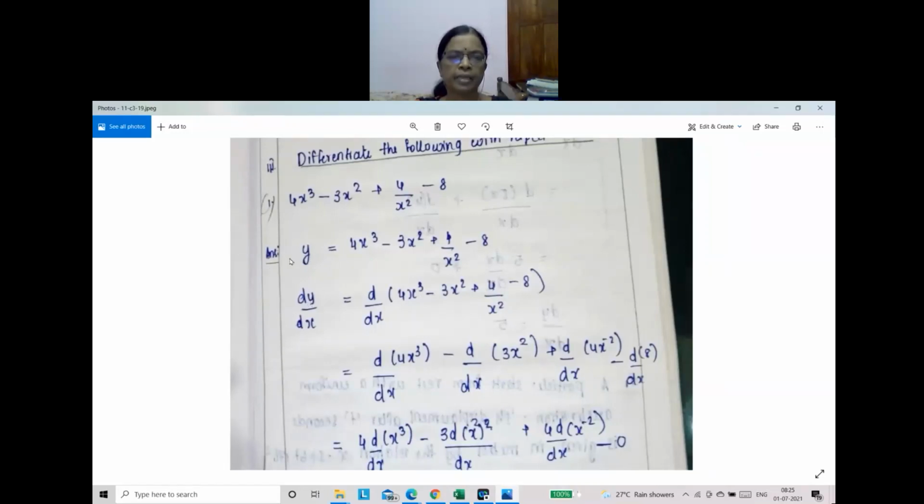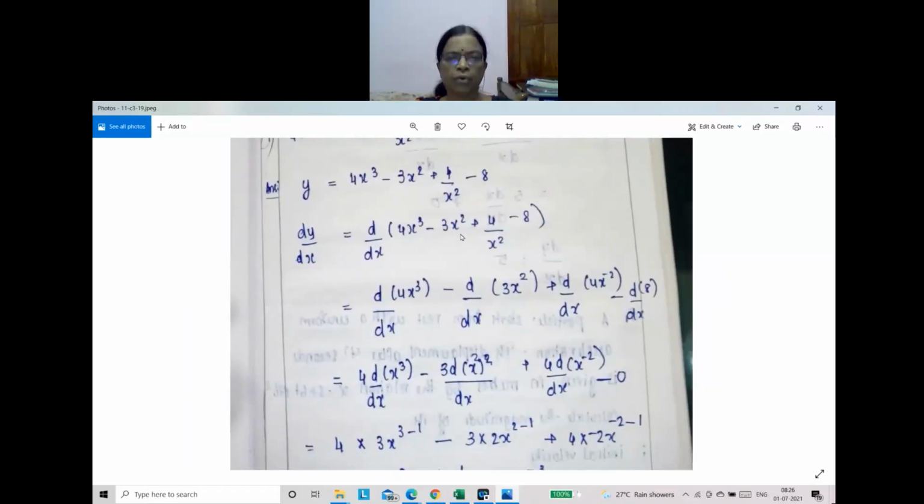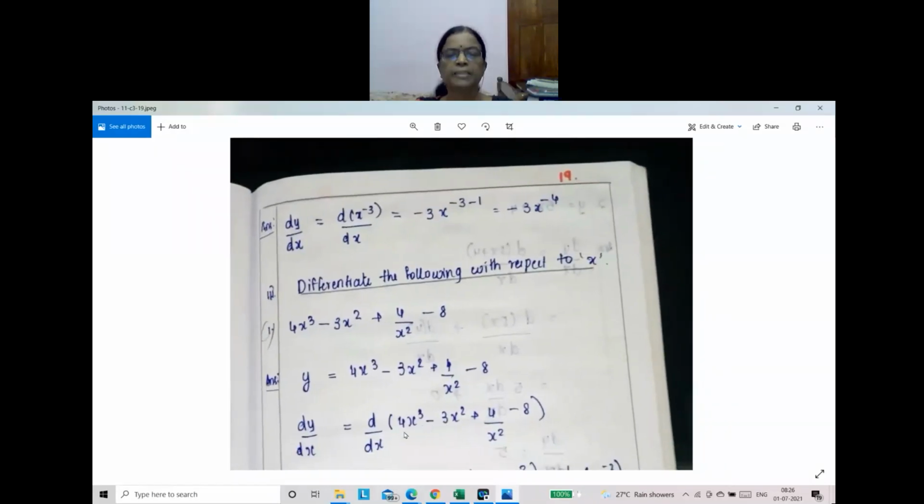y is equal to this function. So dy by dx, the differential coefficient of y with respect to x, equals d by dx of the function we wrote fully here. Next step, splitting each term: there are 4 terms. d by dx of 4x cube, first term, minus, what is the next term, children? d by dx of 3x square. Very good. Plus d by dx of 4 by x square.